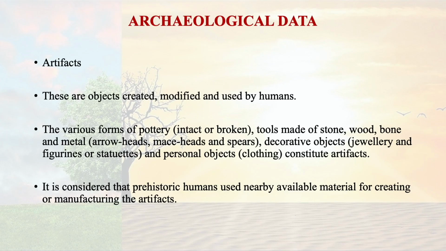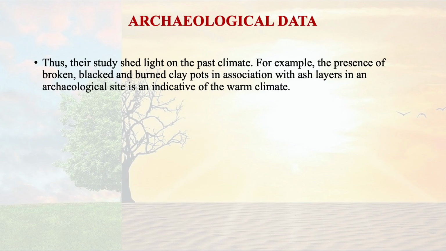We can understand that prehistoric human beings used whatever materials they found nearby for creating these artifacts, and the presence of the materials indicates the climatic condition. Okay, so that is how we can know the past climate through these artifacts. For instance, if you find burned clay pots, what does it show? It shows a warm climatic condition. If you find this kind of pottery, then we can say that the climatic condition then was very warm.